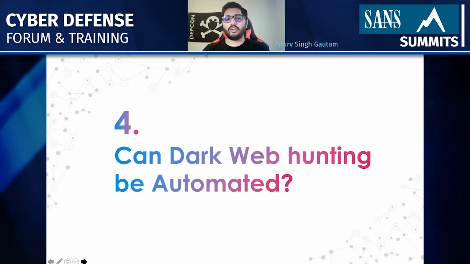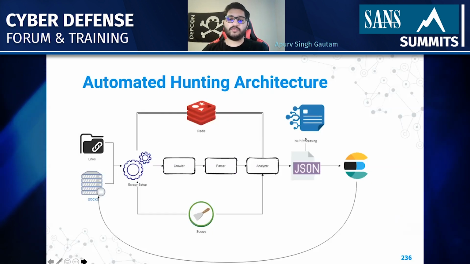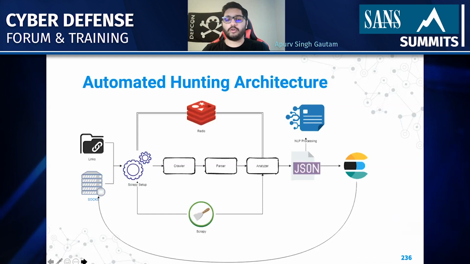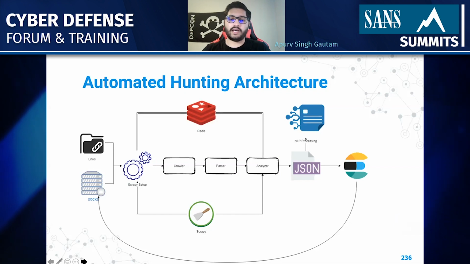Moving on, how you can automate this threat hunting on the dark web. This is just one example of how you can use all the tools to automate the threat hunting. There are different ways you can utilize this. Starting from, obviously, you need some links, forum links, before going to the forums. You also need some SOCKS proxies. You can easily write scripts to get those links and SOCKS proxies from different places.